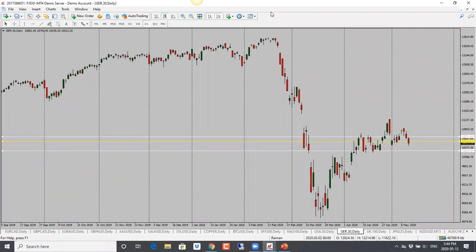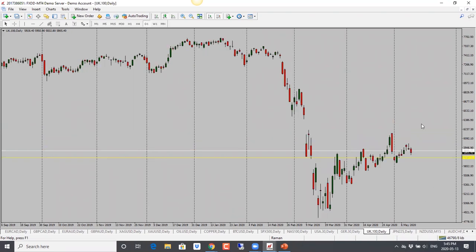DAX here, DAX looking bearish as well. Bias still remains to the downside. We may get a pullback into 10,500 and then looking for a further drop for DAX as well. And the first target here is 10,400 and then 10,280. So bearish bias for DAX. And FTSE here, this one's looking bearish as well. I would look for a bit of a pullback into 5,900, and then looking for a drop. Target is 57.85.